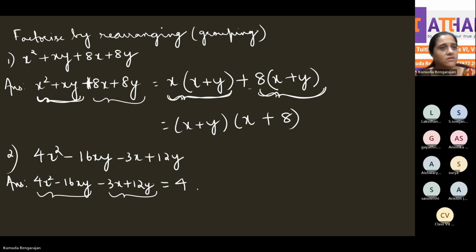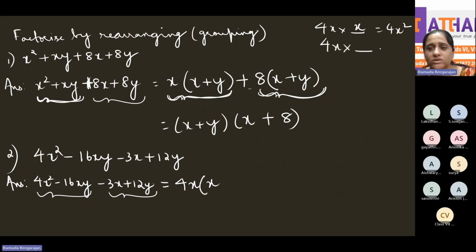X square and x: least power, x. And there's y here, but there's no y there, it's like y to the power 0, so just ignore it. Now, 4x into what will give you the first term 4x square? X. Again, 4x into what will give you the second term, minus 16xy? Minus 4y.